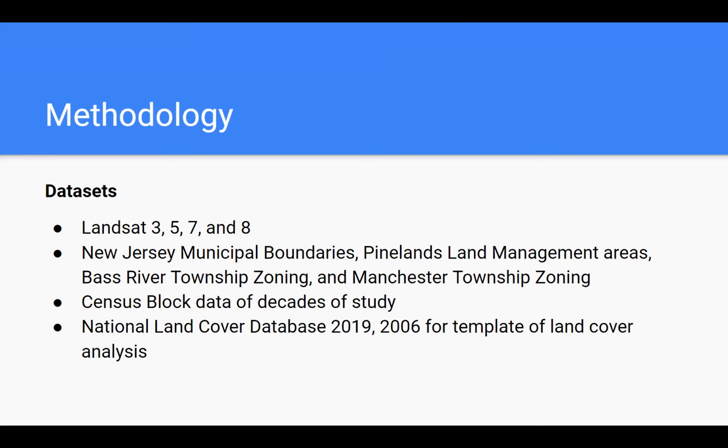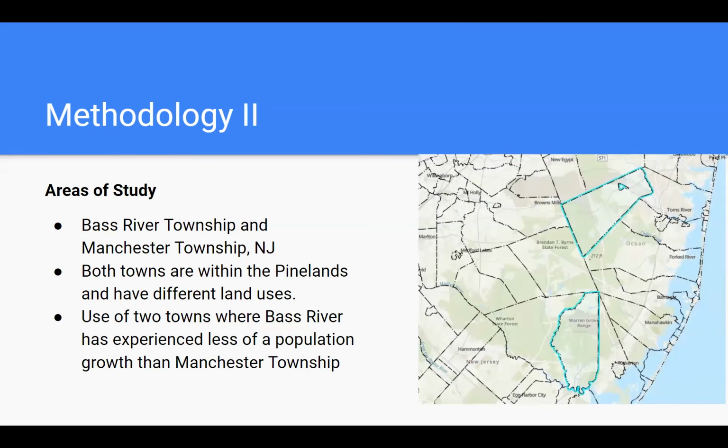for potential wildland urban interfaces, especially with my major areas of study, which will be Bass River Township and Manchester Township in New Jersey. Census data will be acquired, but mainly around the county level, just to get the township populations of each decade, more to help with corroborating. And definitely the National Land Cover Database from 2019 and 2006 to help build out my template for land cover analysis.